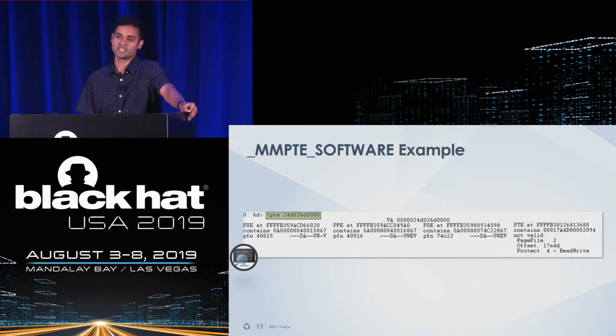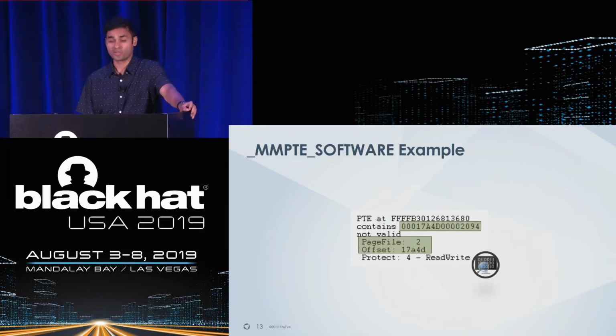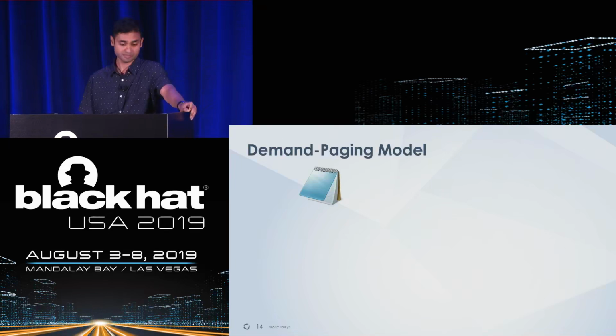I'm using the PTE extension here on what's probably a random address. So you can see Windows debugger now. It goes through and traverses the page tables for us, ultimately arriving at the 64-bit PTE. It displays that for us, along with some other information that came from the software PTE structure. For example, we can see that our page file index is 2, and then our offset is actually hex 17A4D.